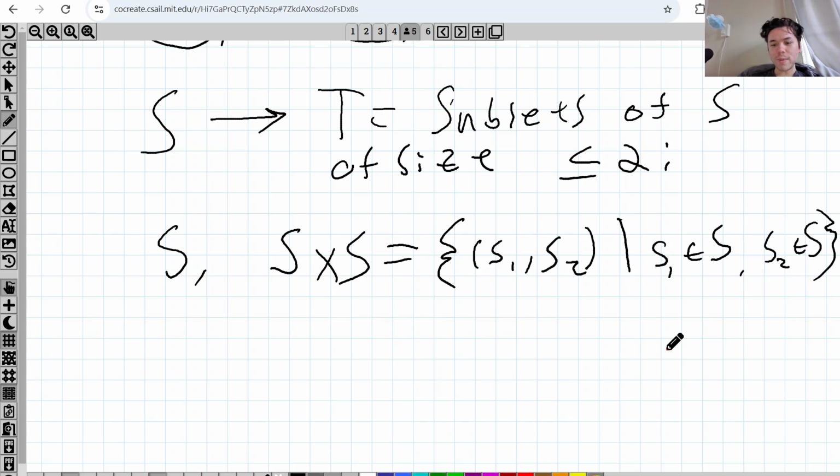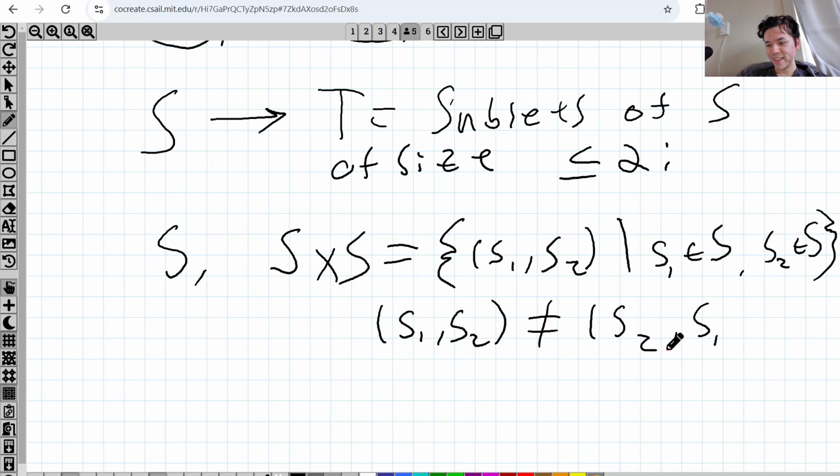But S1 comma S2 sort of looks like subsets of size at most 2. But in S times S, if these two elements S1 and S2 are not equal, S1 comma S2 will not be equal to S2 comma S1. And that's not how subsets work. In subsets, if I have two elements and flip them, they should be equal. And so that's what I'm going to do.